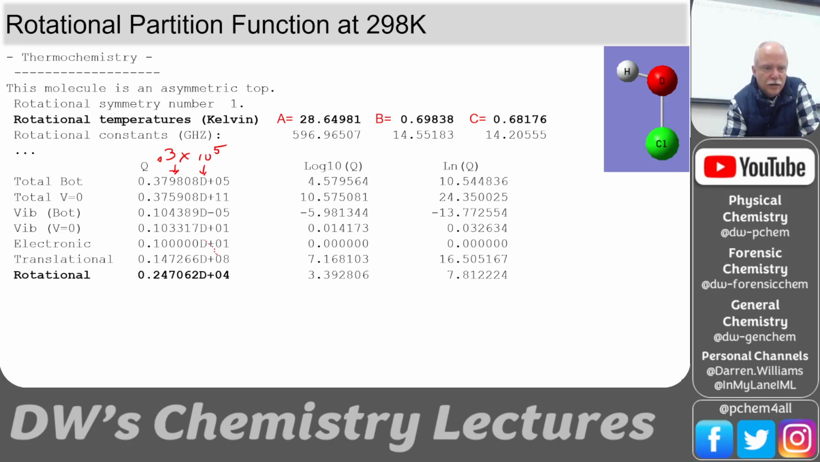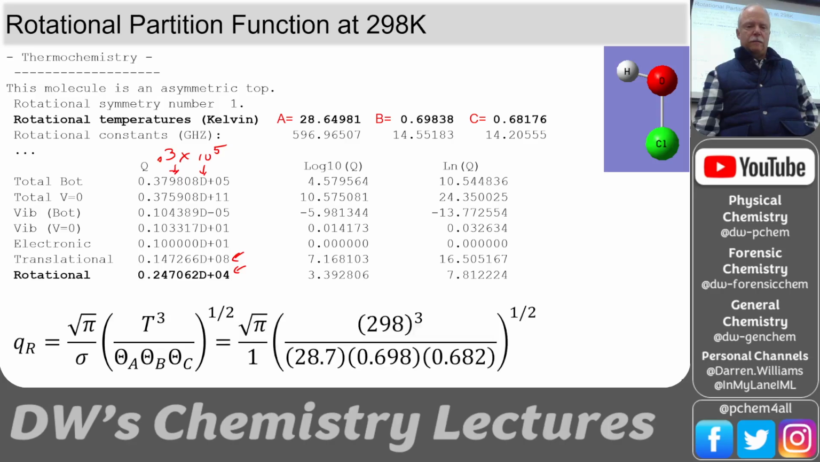And you can see that here's the translational motion. It's times 10 to the 8. And then here's, let's see, where's rotation? Rotation is right here, times 10 to the 4th. So it's not as big as translation, but it's still pretty big. So at room temperature, this molecule has a rotational partition function of 0.24 times 10 to the 4th.